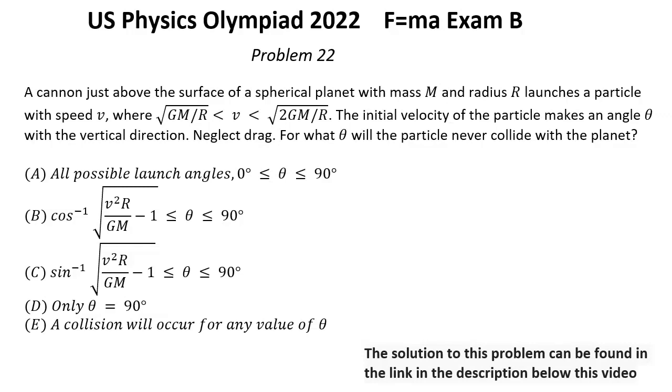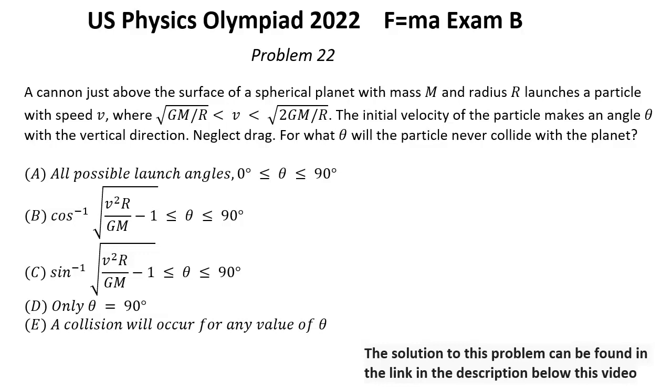Problem number 22. A cannon just above the surface of a spherical planet with mass m and radius r launches a particle with the speed v, where v is greater than the square root of GM over r and less than the square root of 2GM over r. The initial velocity of the particle makes an angle theta with the vertical direction. Neglect drag. For what theta will the particle never collide with the planet?